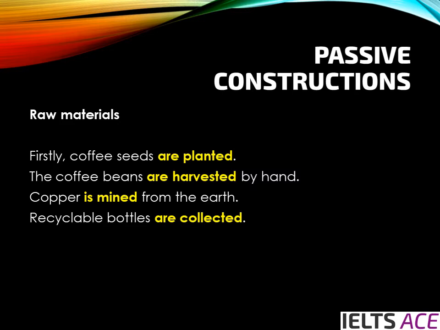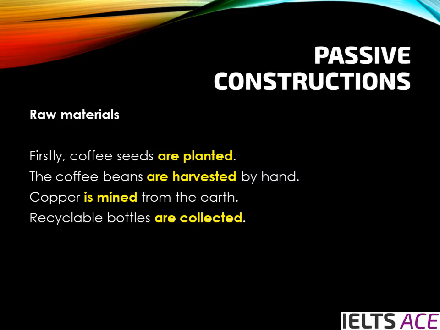Then once these seeds have grown into plants, the next step is probably going to be collecting something from that plant. So we call this harvesting. So therefore the coffee beans are harvested. Notice that it's the beans that are harvested and not the seeds.